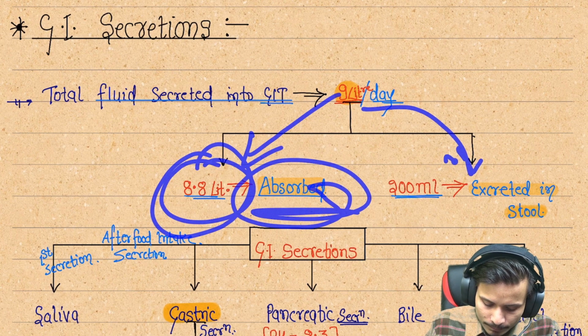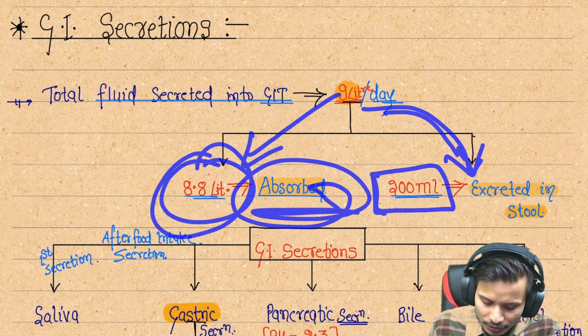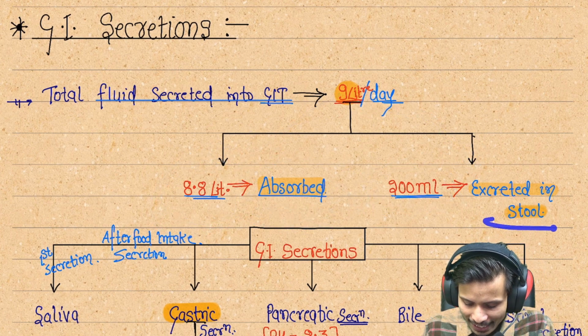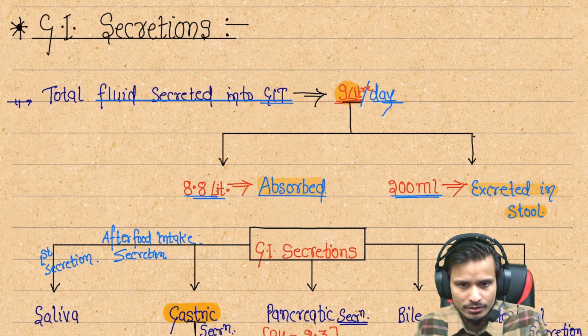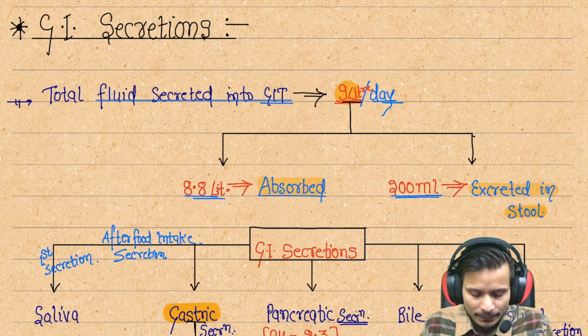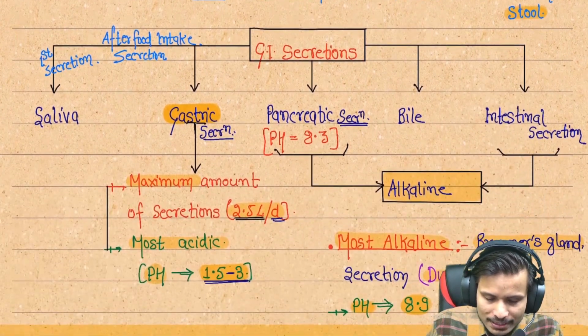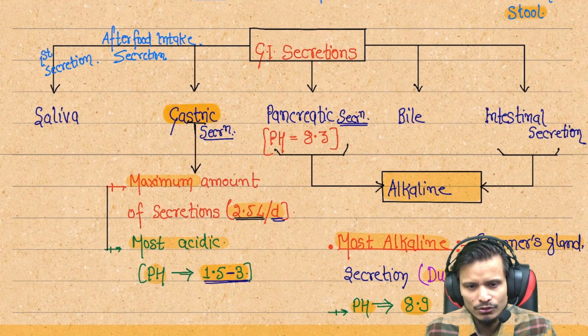But out of 9 liters, 200 ml of the total secretion is going to be excreted in our stool. It means we lose 200 ml of water each day. So our body is going to compensate for this 200 ml of water by taking fluids from outside.